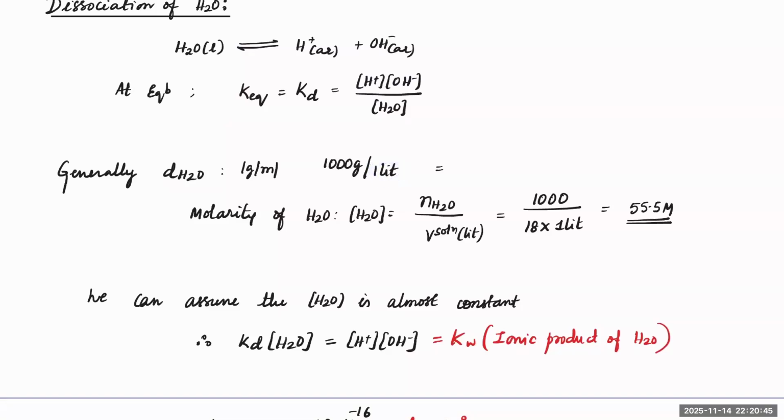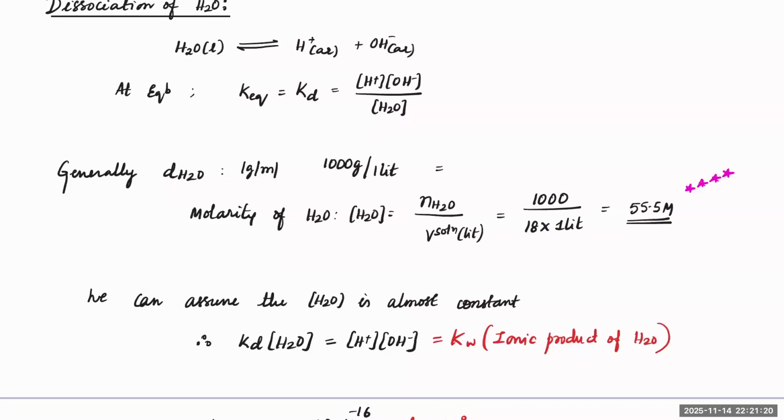So if I have to write the molarity, what will be the molarity in that case? Molarity of water is the number of moles divided by volume. The number of moles is 1000 divided by 18, divided by 1 liter. So how much is the concentration? Remember this, this is very important information. The concentration of water is always 55.5 molar. Clear, everyone? The concentration of water is always 55.5 molar.